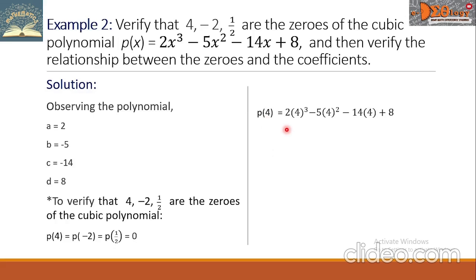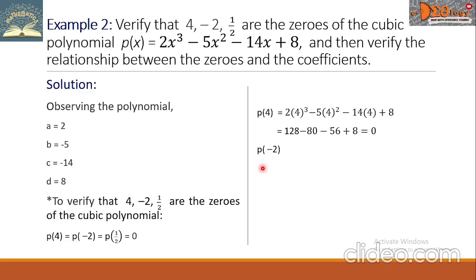Evaluating this, we have 2 times 4 cubed minus 5 times 4 squared minus 14 times 4 plus 8. This 4 cubed is 64 times 2, becomes 128. Then 4 squared is 16 times negative 5, we have negative 80 here. 14 times 4 is 56, we have minus 56, then plus 8. When we simplify these numbers, the answer is 0. So P of 4 equals 0.